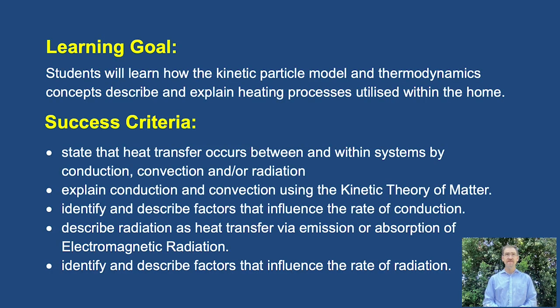By the end of Lesson 7, we want to be talking about heat flow in terms of conduction, convection and radiation. We want to be able to explain conduction and convection thoroughly using the kinetic theory of matter. We want to be able to identify and describe the factors that influence conduction and convection, as well as the speed of conduction and convection. We call that rate of heat flow or power. We also want to identify and describe the factors that influence radiation and the speed of radiation, and we'll be focusing mostly upon emissivity for that.